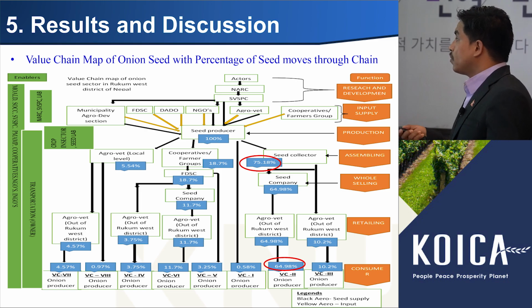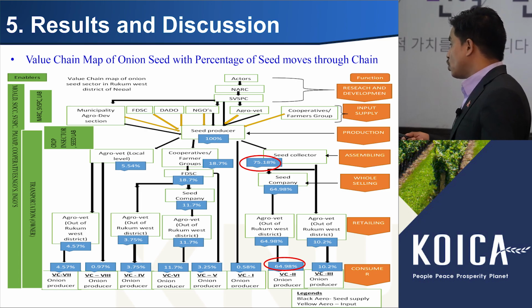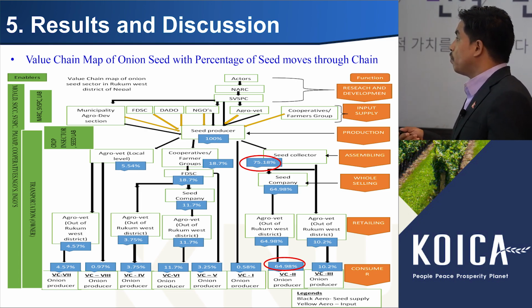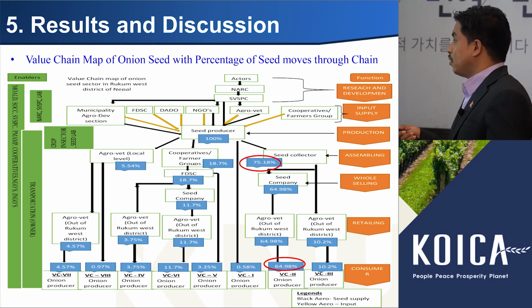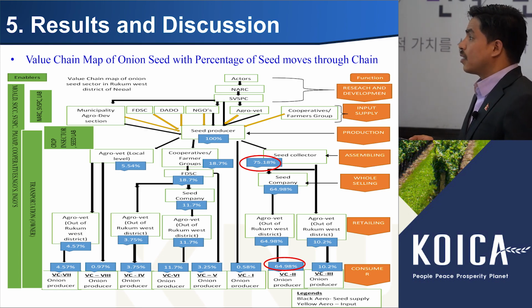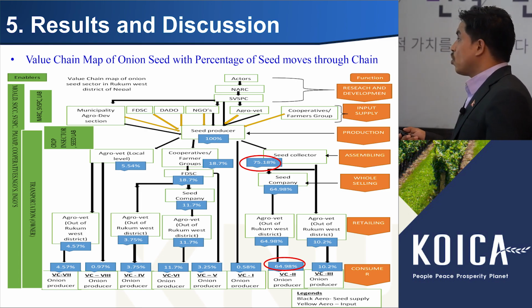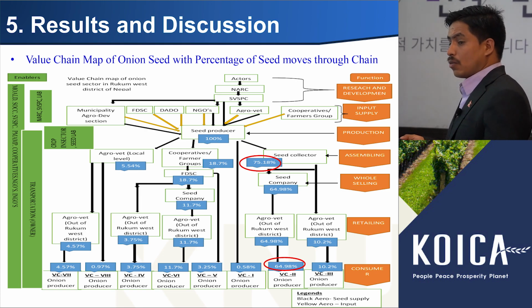And for input supply, the black arrow shows the seed supply, and the yellow arrow shows other input supply. The seed supply is through the Subtropical Vegetable Seed Production Center and NARC, and then the input supply to the farmer is by the District Agriculture Development Office, NGO, agrovet, seed cooperatives, farmer groups, and municipality agriculture development section. In the production activities, only seed producers are involved, and other farmer groups are also involved.